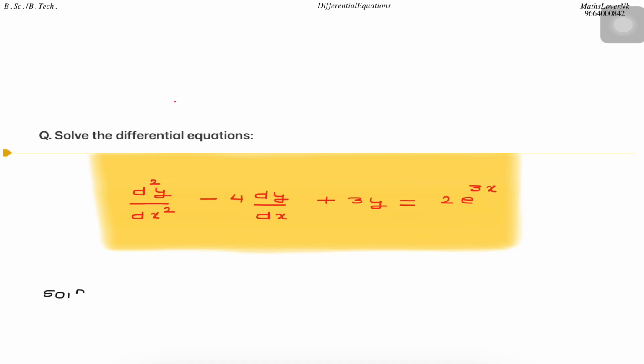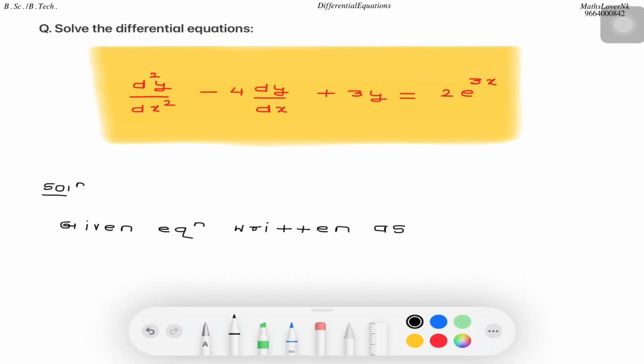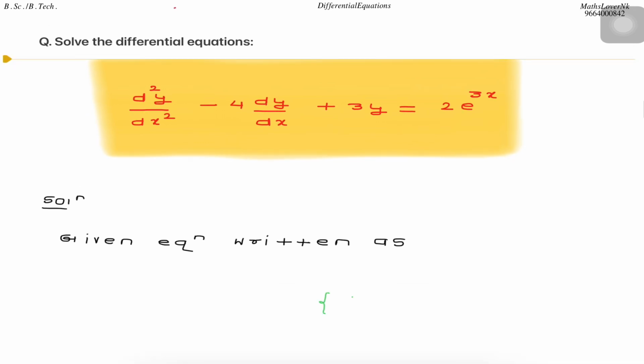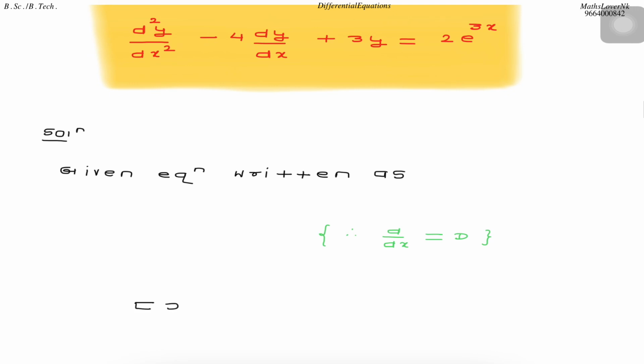At first, the given equation can be written as: put d by dx equal to capital D. When we put d by dx equal to capital D, we get D squared y, taking y out as common, so (D squared minus 4D plus 3) y is equal to 2 e to the power 3x.